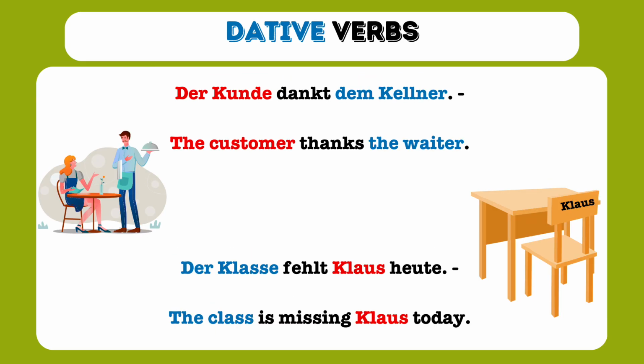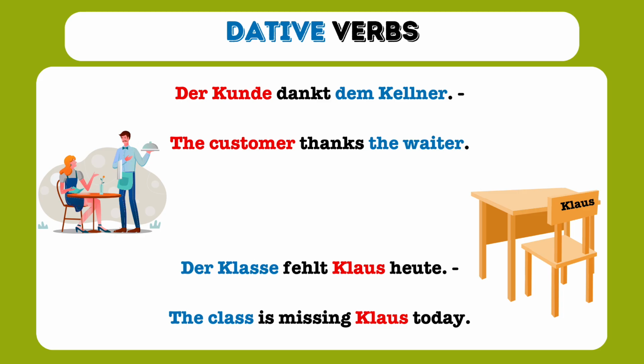Der Kunde dankt dem Kellner. The customer thanks the waiter. Again, the customer, der Kunde, is thanking someone. The someone that is being thanked is the direct object, which usually would be accusative, but now we're using the dative because danken requires dative. Dem Kellner instead of den Kellner. Der Klasse fehlt Klaus heute.